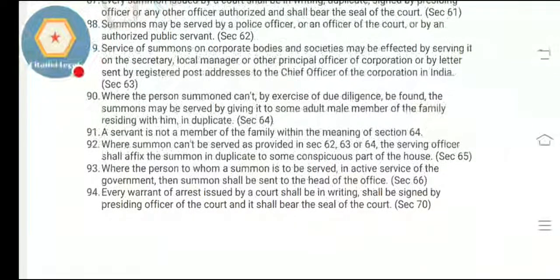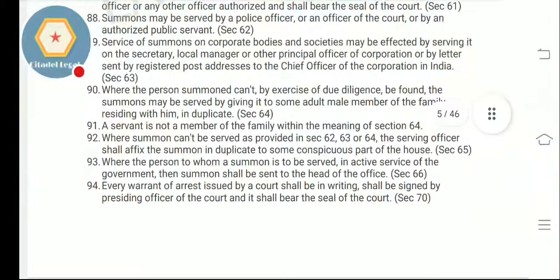Section 66, what it says? It says where a person to whom a summon is to be served is in active service of the government, then the summon shall be sent to the head of the office. So section 66 says if the person to whom the summon is to be served is in active service of the government, the summon shall be sent to the head of the office.